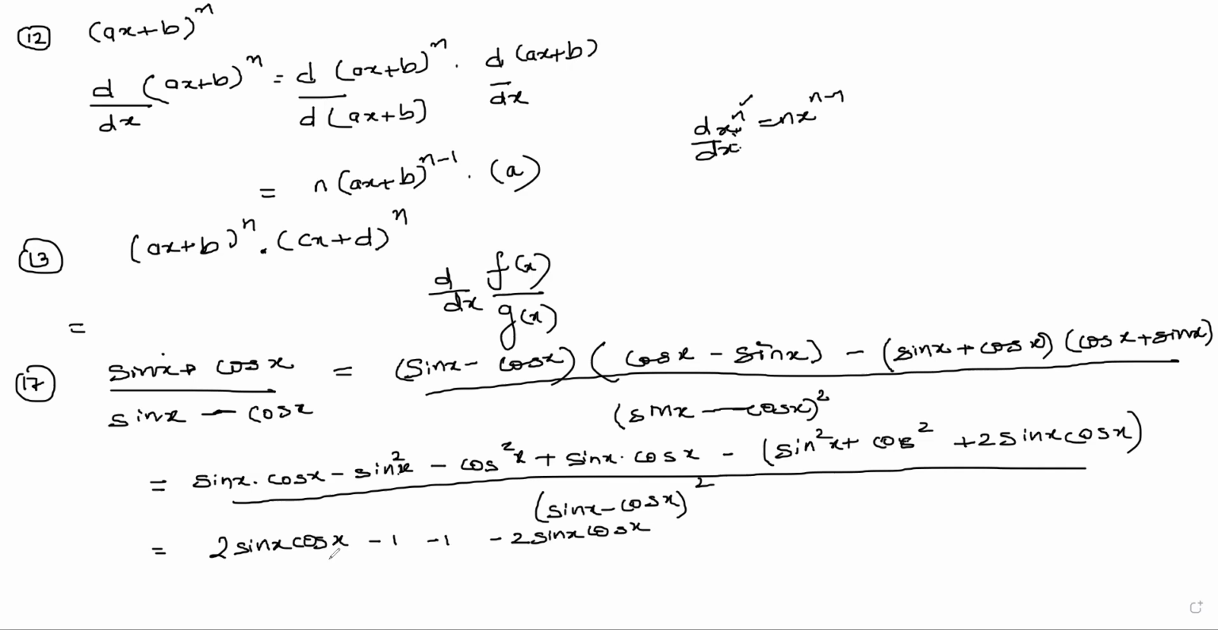Okay, in the denominator we have this one, sin x minus cos x whole square. So this part will cancel. This will give you -2. So -2 by (sin x minus cos x) whole square. Okay, Noma? Yes sir. Now you can open the denominator. This is the answer. Sir, question number 19. Question number 19, sin x.